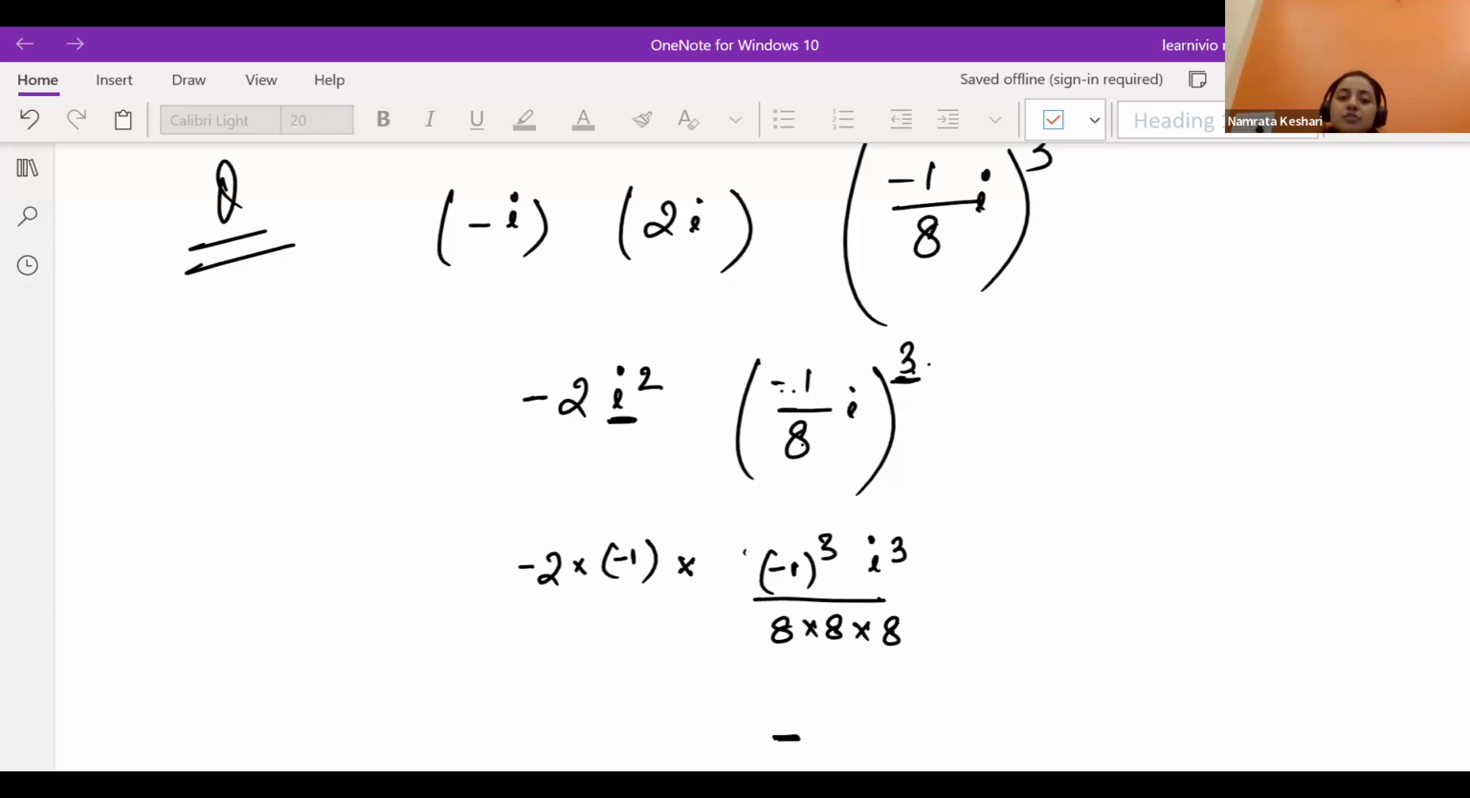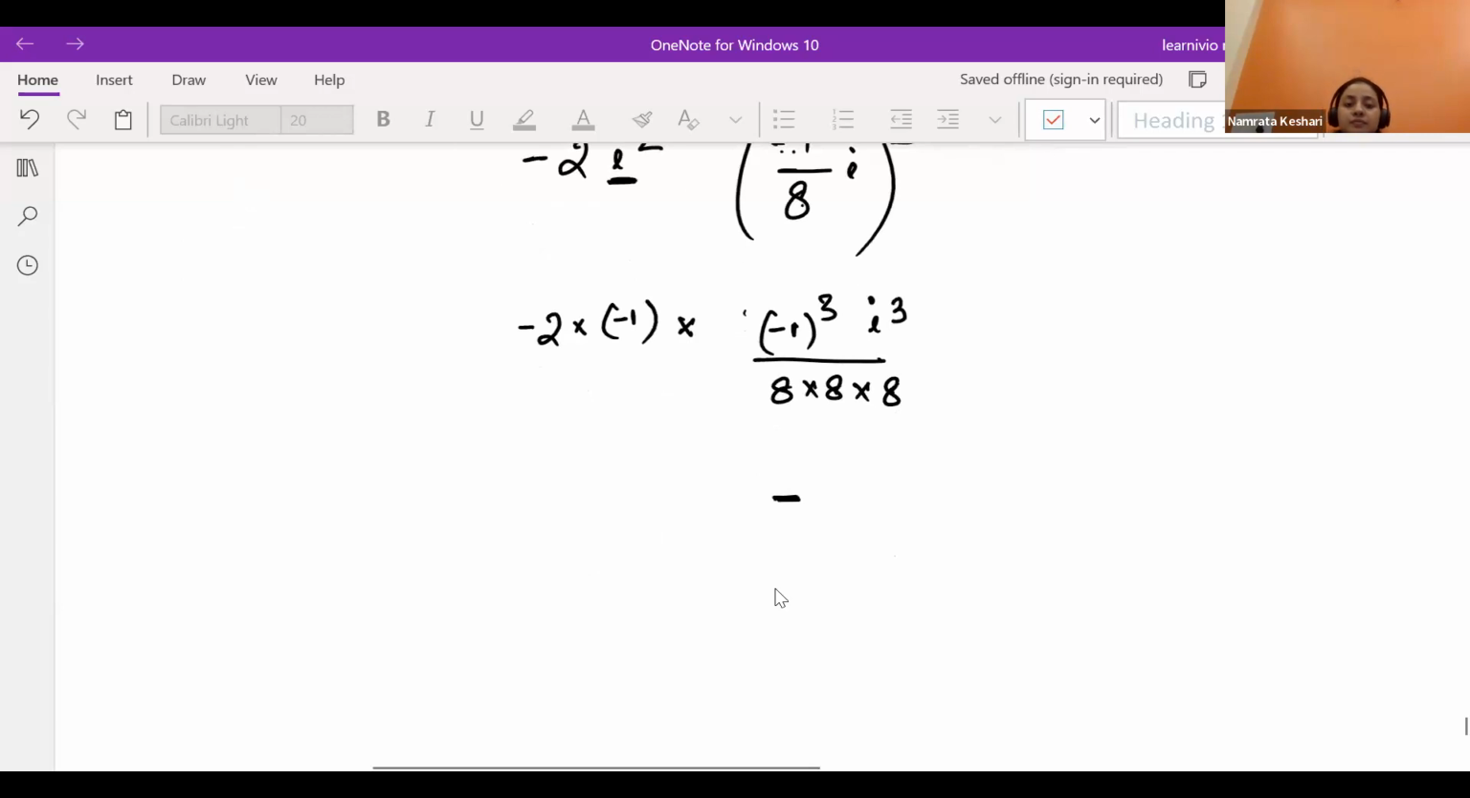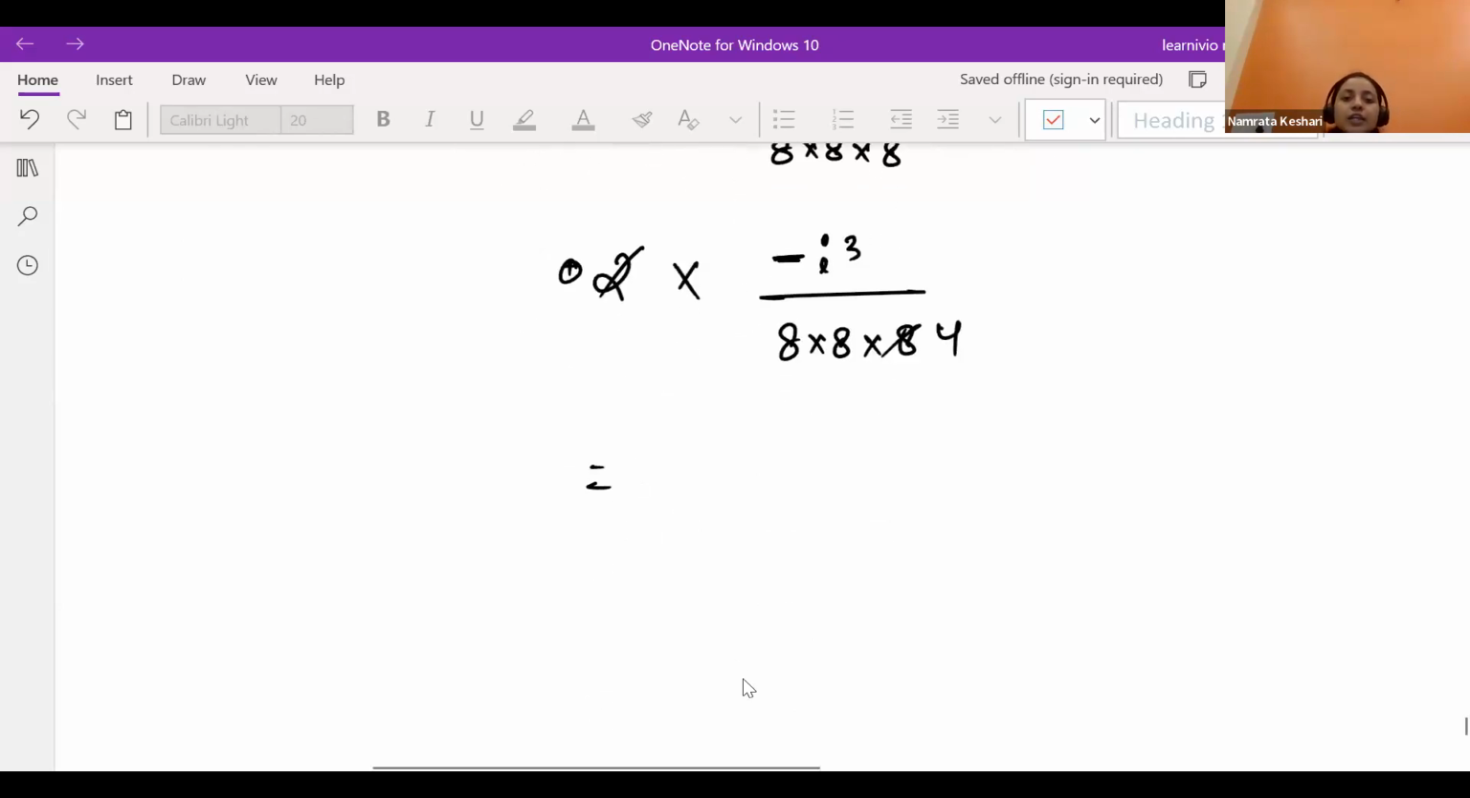Any confusion so far? Minus 2 into minus 1 is just plus 2. Okay, just 2 into. Here, negative answer it will generate. We understand minus 1 cube will be negative. i cube is there. 8 into 8 into 8 is there. 2, 4 times 8. We are having i cube.